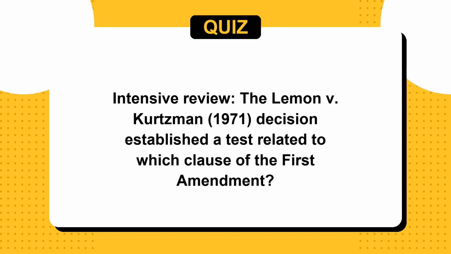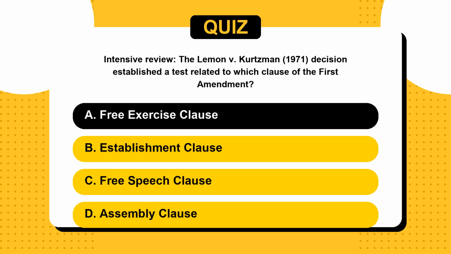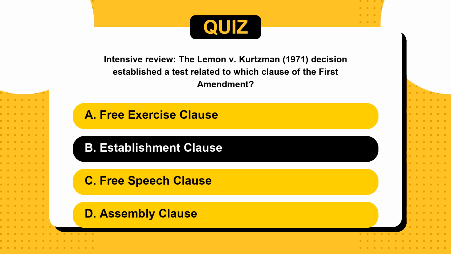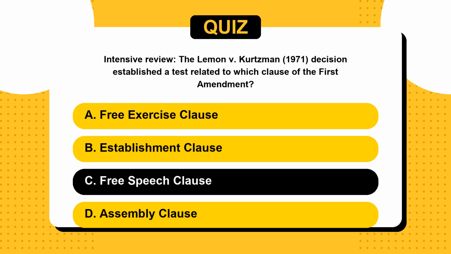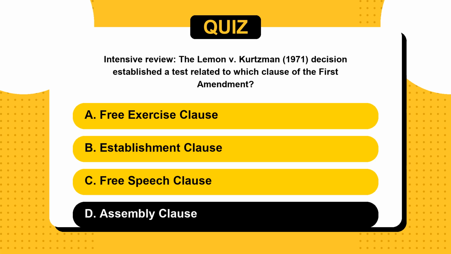Next question. Intensive review. The Lemon v. Kurtzman, 1971, decision established a test related to which clause of the First Amendment? Is it A, Free Exercise Clause? Or B, Establishment Clause? C, Free Speech Clause? Or D, Assembly Clause?